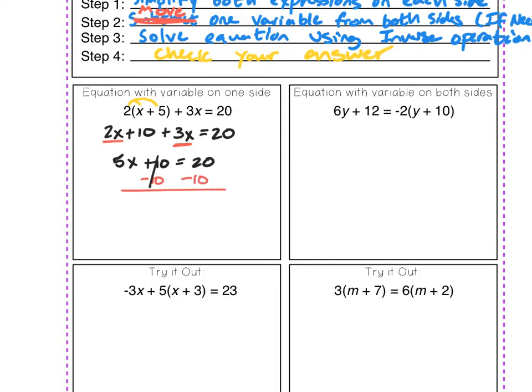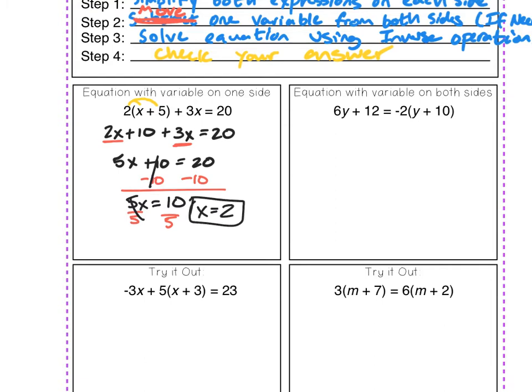Okay? Once you do that, you're left with 5x is equal to 10, because 20 minus 10 is 10. Then you have to undo multiplying x by 5. How do you undo that? Divide it by 5. And you end up getting that x is equal to 2.